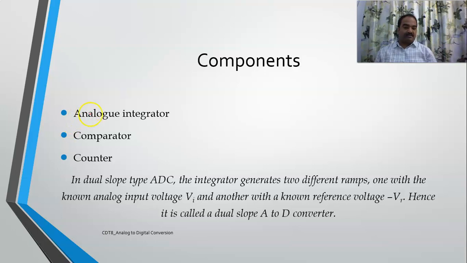The important components are a counter, a comparator, and here an analog integrator is required instead of a DAC. In the earlier case, we have seen the counter and comparator along with a DAC, right? But here we employ an analog integrator, most probably an RC type of circuit. So in the dual slope type ADC, the integrator generates two different ramps, one with a known input voltage and the other with a known reference voltage. Since it generates two different ramps, it is called a dual slope A to D converter.